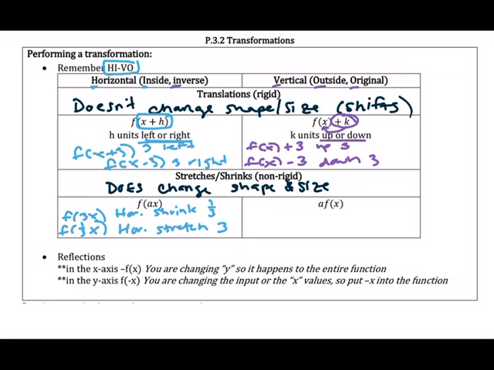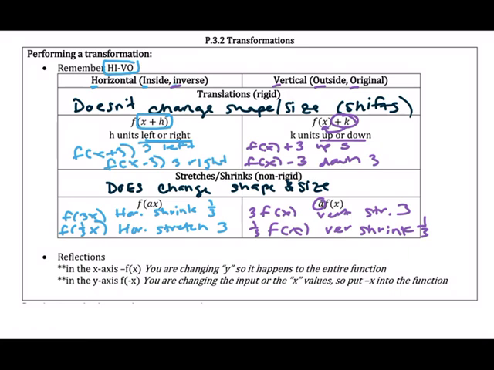Now, if we're talking about a vertical stretch or shrink, that value, again, is going to be happening outside the function. So we're taking the function and we're multiplying it by some constant. So 3 times f of x would be a vertical stretch of 3. 1/3 times f of x would be a vertical shrink of 1/3. So it is what you think it would be.